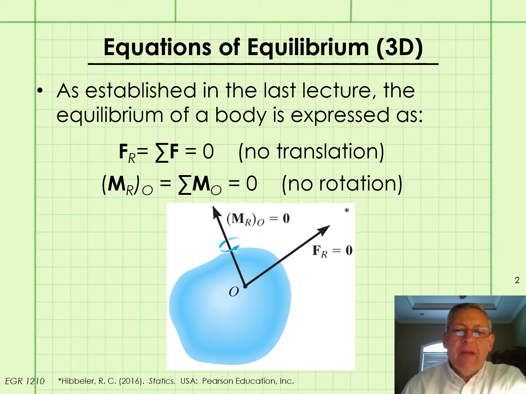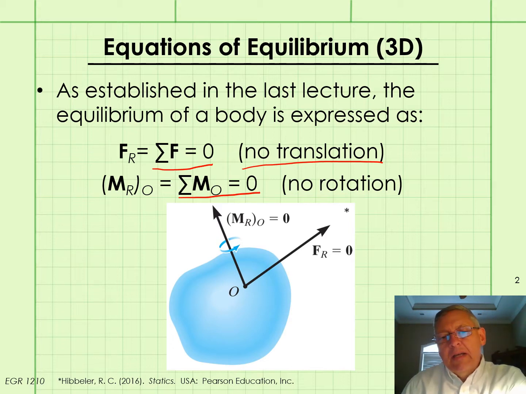The first being that the sum of all of the forces acting on the body is equal to 0, meaning that the body is not translating, it's not moving in space, and that the sum of all of the moments on the body is equal to 0, meaning that the body is not rotating.